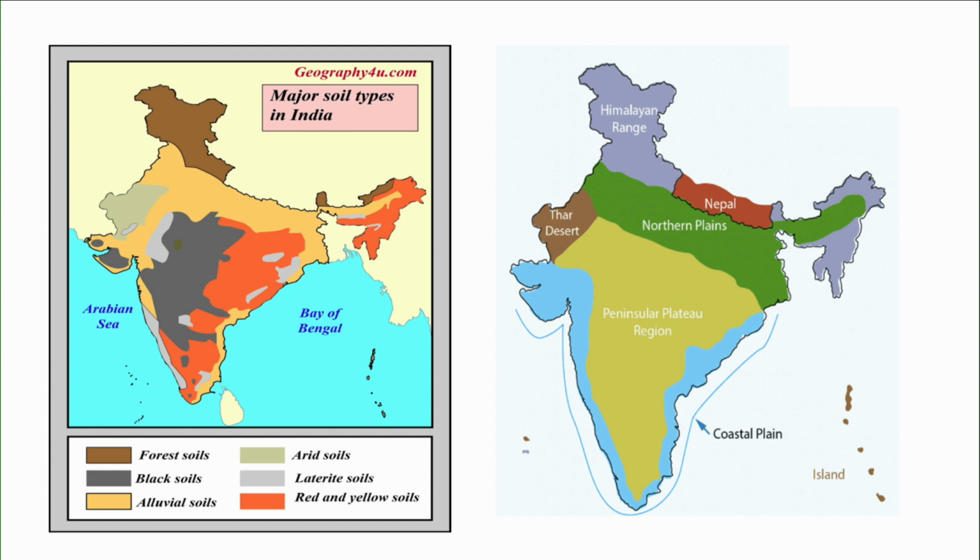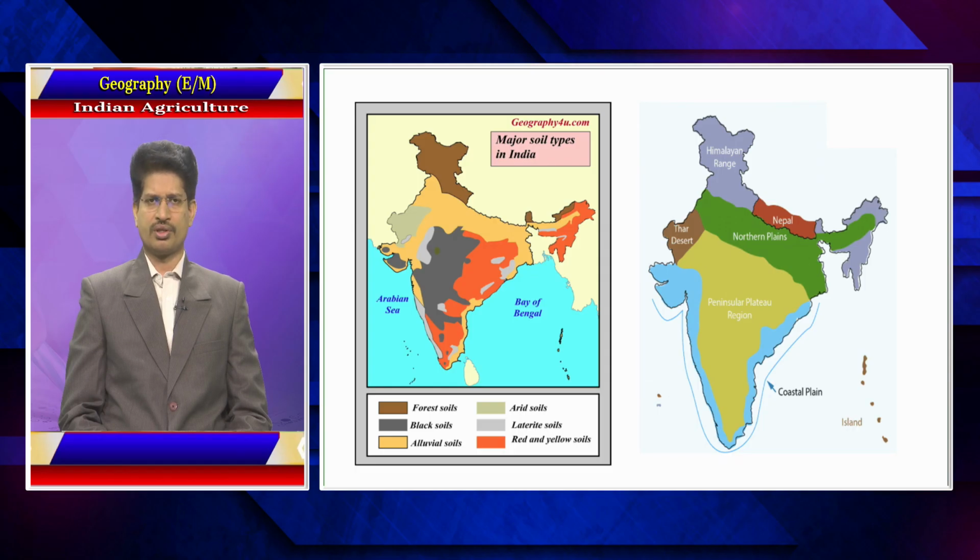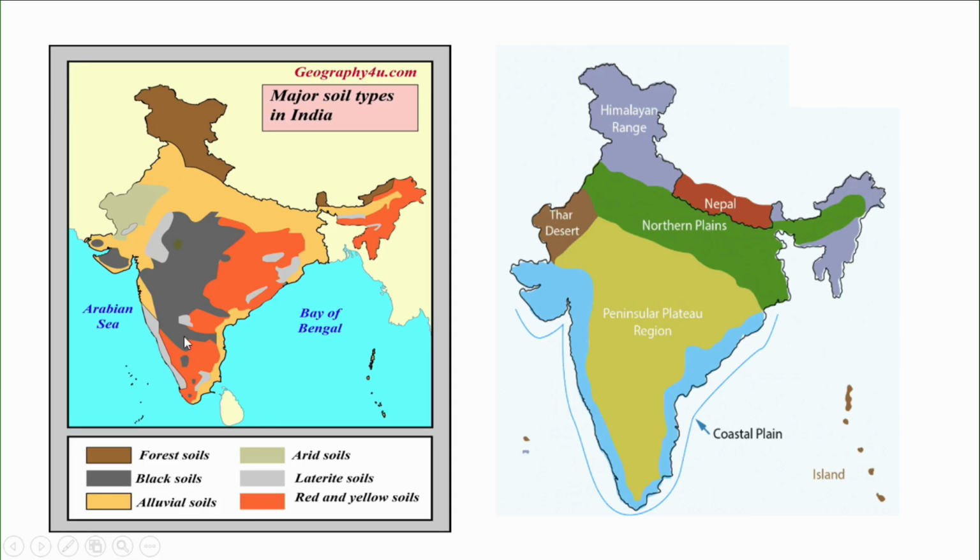Laterite soil is considered a poor soil in terms of fertility. The desert soils or sandy soils are in the Rajasthan region and in the rain shadow region on the eastern side of the Western Ghats. These are the different types of soils present in different parts of our country. When you compare with these, the alluvial soil present in the Indo-Gangetic Plain and the coastal plain regions is considered a fertile soil.